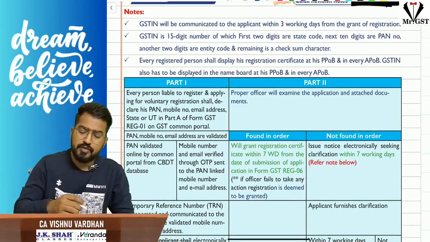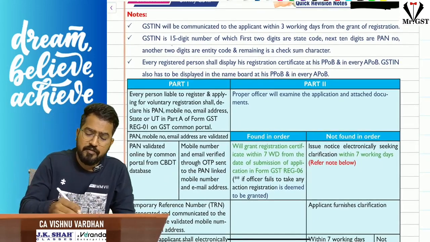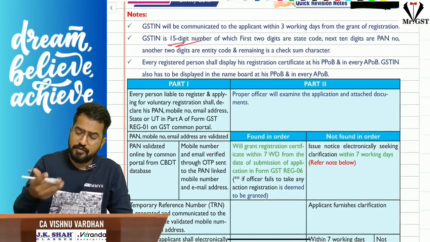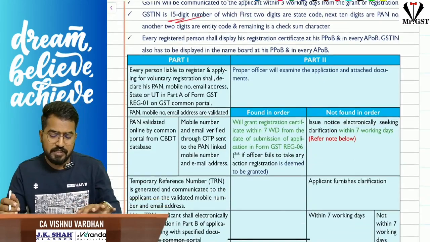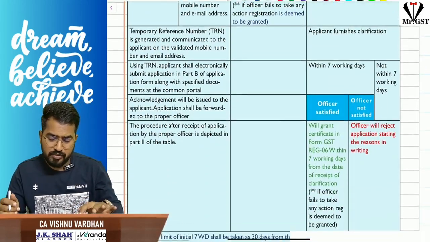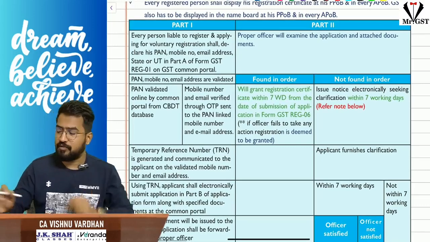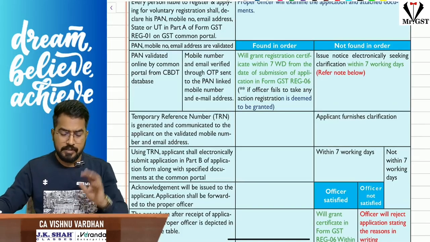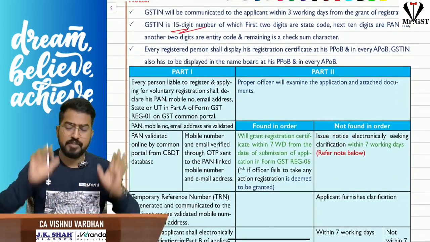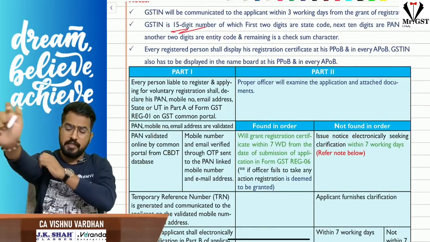Now, here there are certain points like it will be a 15-digit GSTIN code, all that stuff, you can just go through that. This is the registration procedure we are discussing. Now I'll tell you how the registration procedure will work. See guys, now I'll tell you the registration procedure, how it happens.